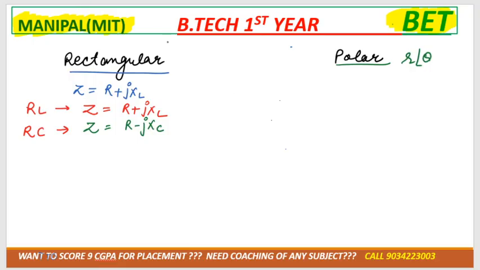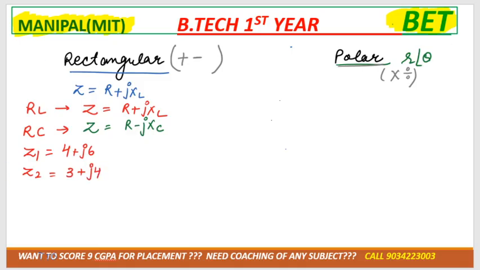Okay, so basically what happens in the rectangular form, we can simply do addition and subtraction, and in the polar form we can simply do multiplication and division. For example, let me take one example. Suppose they have given you 4 plus J6 as Z1, and Z2 is 3 plus J4, and they ask you to add Z1 plus Z2.